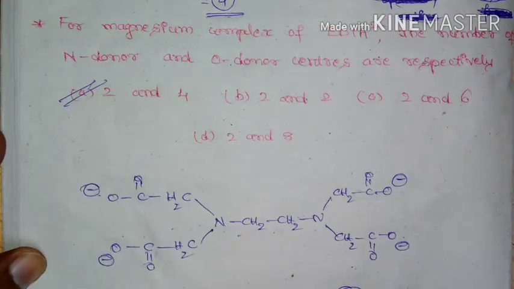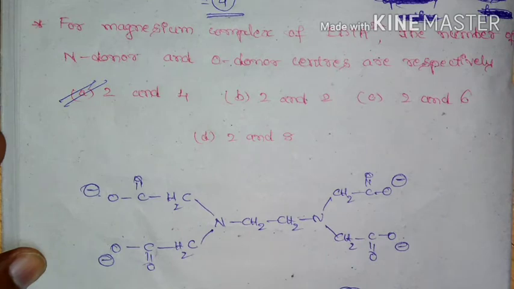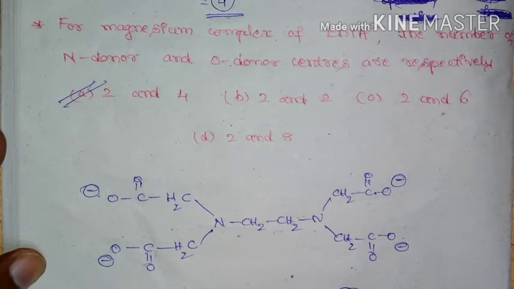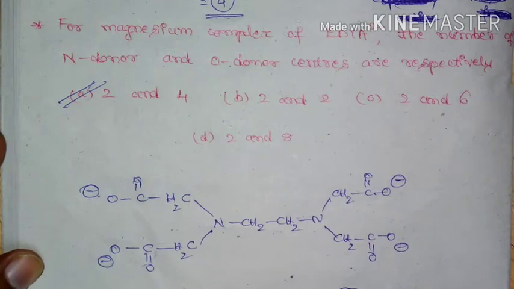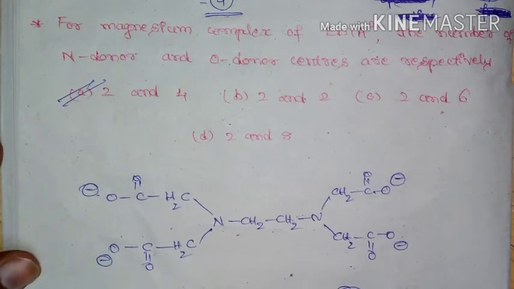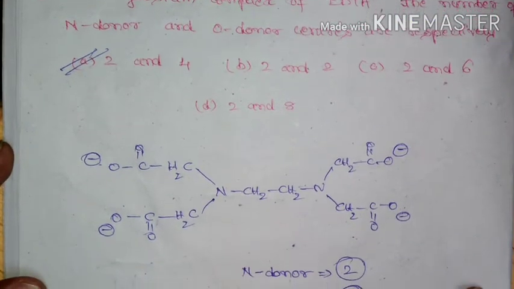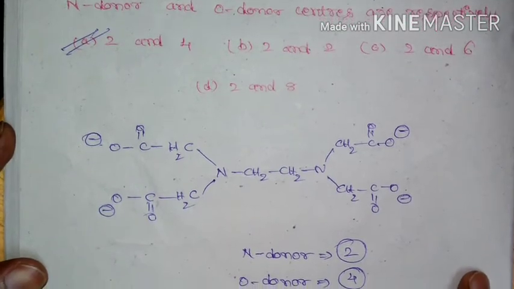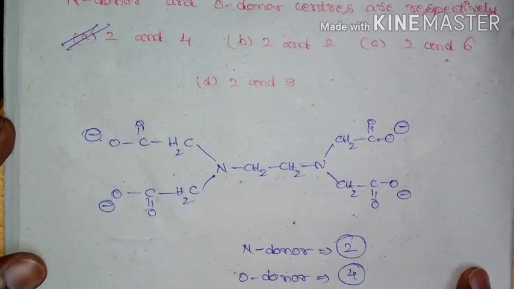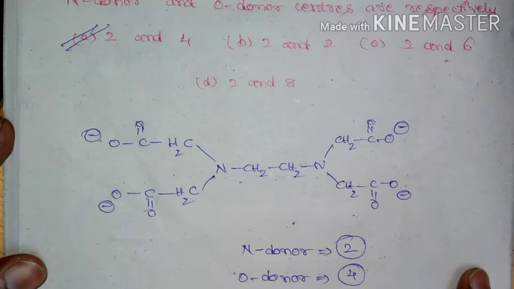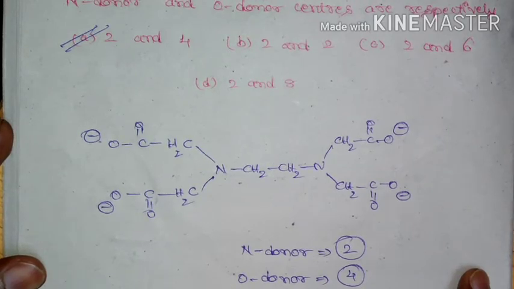For the magnesium complex of EDTA 2 minus, the number of N donor and O donor centers are respectively... So the correct option is 2 and 4. This is the structure of EDTA. Here there are 2 nitrogen donors and 4 oxygen donors, and it is a polydentate ligand, or we can call it a hexadentate ligand.